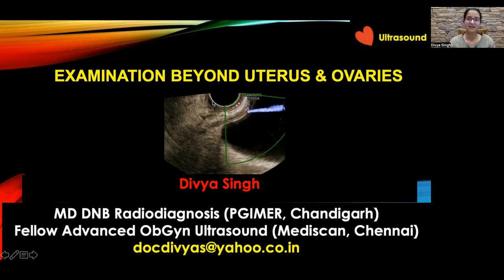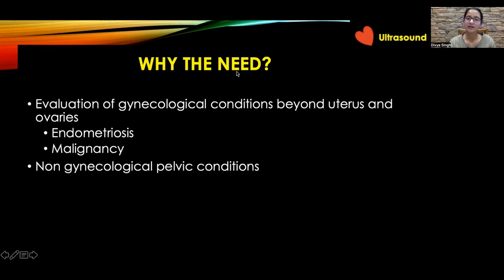Hello, everyone. Today I'll be discussing the ultrasound examination of two structures seen in the pelvis but beyond the uterus and the ovaries. And why is this important? This is because there are certain conditions, for instance, endometriosis or even gynecological malignancies, when we need to examine the pelvis in much more detail and need to go beyond the uterus and the ovaries.